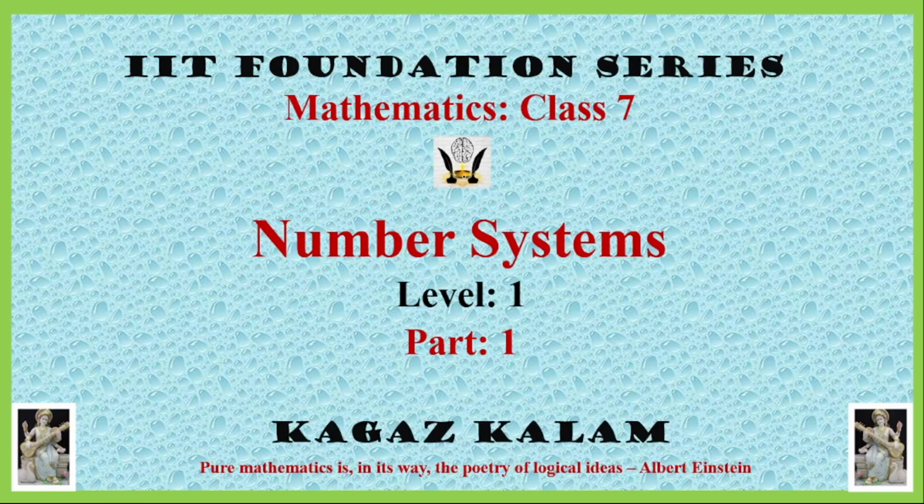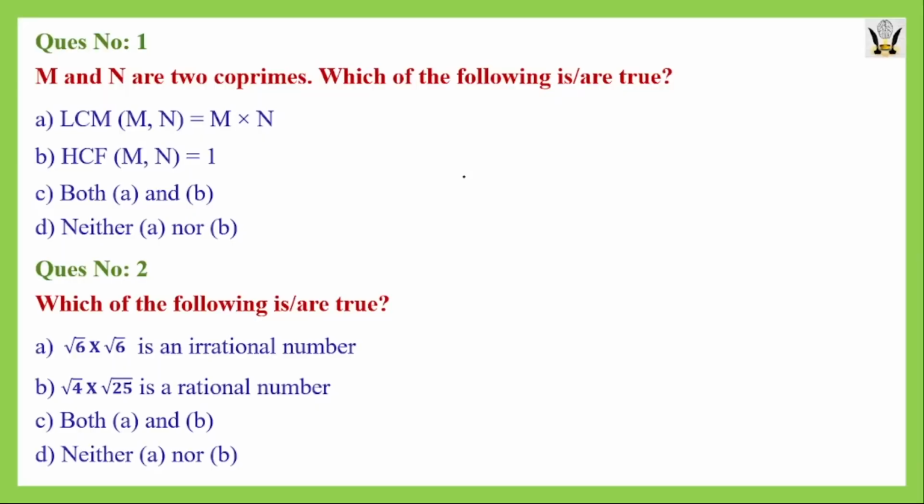In today's class, we will solve a few problem sums based on number systems which are of level 1. The first problem sum says that m and n are two coprimes. Then which of the following is or are true?